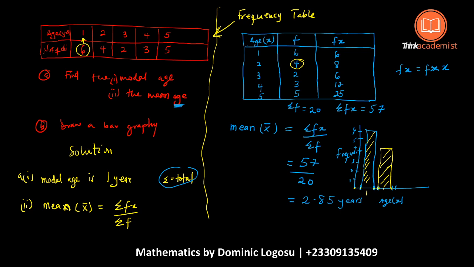There was another question that was given under this, and it reads: what is the probability that a child chosen from the school is 4 years old? So the probability, basically, the child chosen from the school, how many children were 4 years? 3. What is the total number of children in the school? 20. So the probability is going to be 3 over 20.